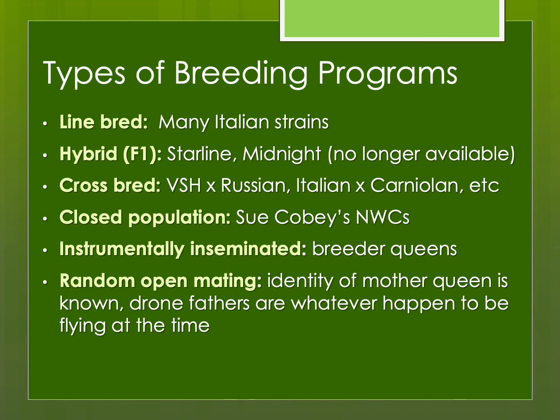Hybrid, really no longer available. When I first started out back in the day, they had the Starline and the Midnight bees, but they're not available. There's cross-bred bees, one with an Italian and a Russian, or Italian and Carniolan. Closed population breeding, a perfect example of that is Dr. Kobe's New World Carniolans. Instrumentally inseminated, these are breeder queens.